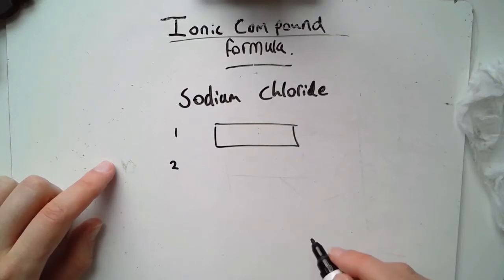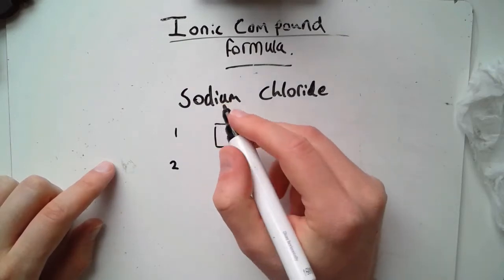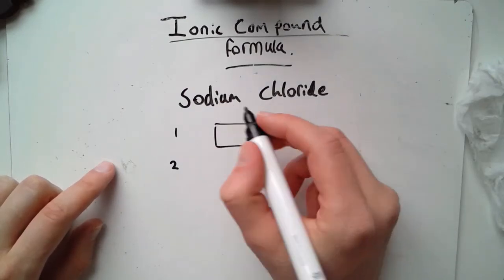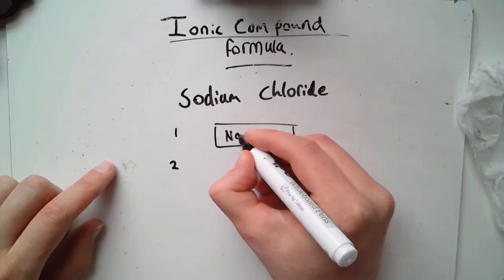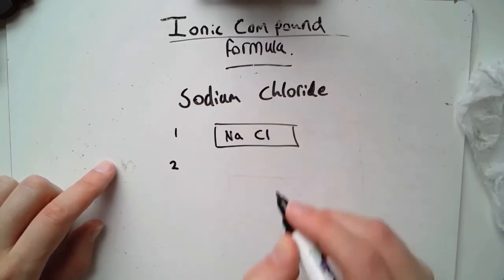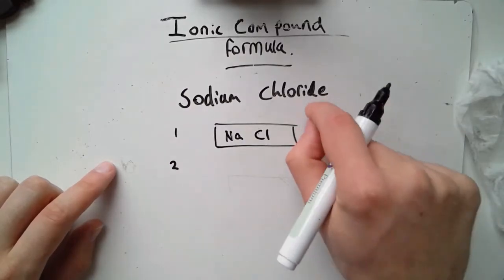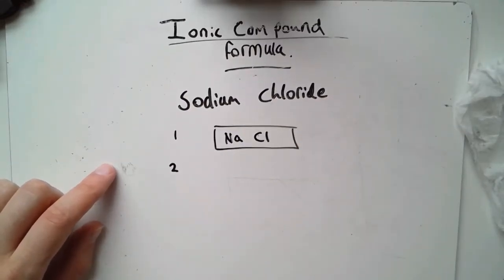Step 2, write the symbols for each of these two elements in the box. So we know that sodium has got the symbol Na, and we know chlorine has got the symbol Cl.